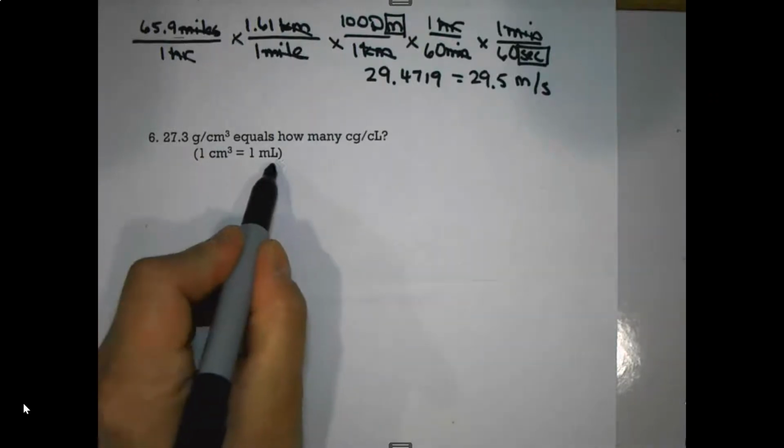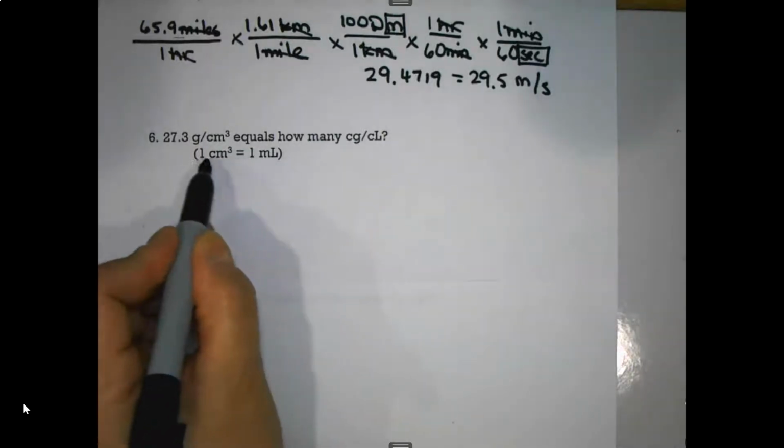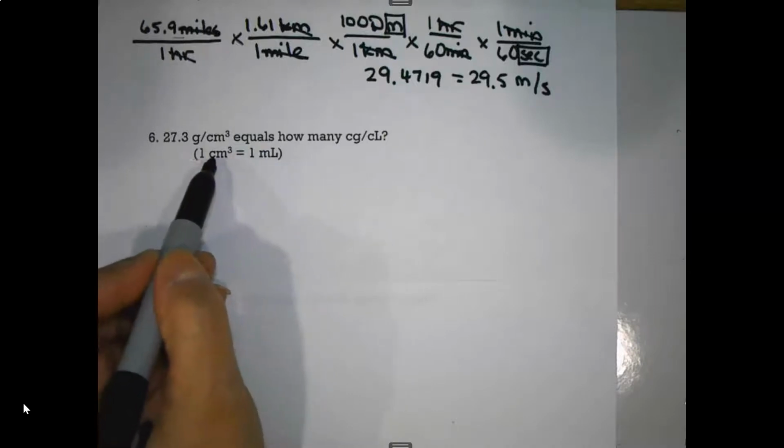Okay, so here's the next one. We're taking a density in grams per centimeter cubed and making it centigrams per centiliter. This is a really good conversion factor to have in your head. 1 cubic centimeter is equal to 1 milliliter. That will let you get back and forth between volume and cubic length. Okay, so this is a really good number to have in your head. I'm going to suggest that you memorize that one.